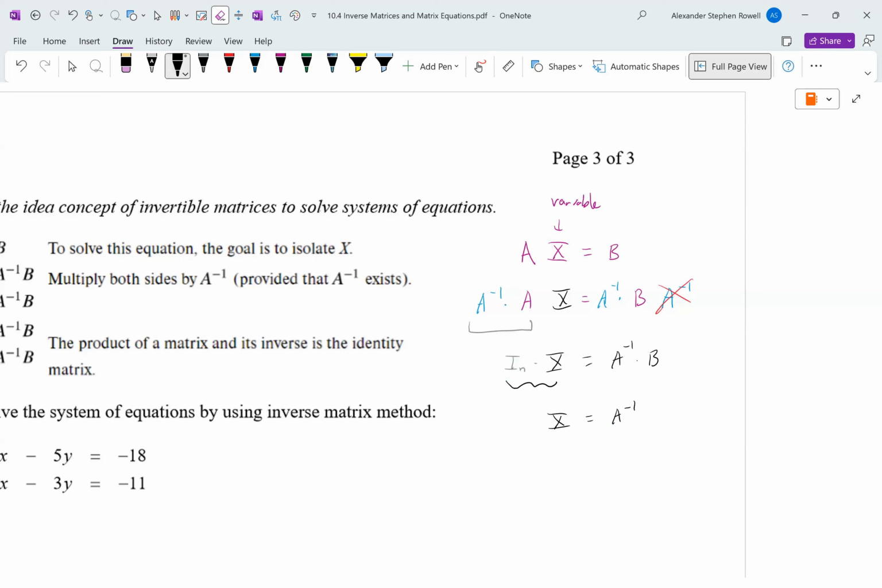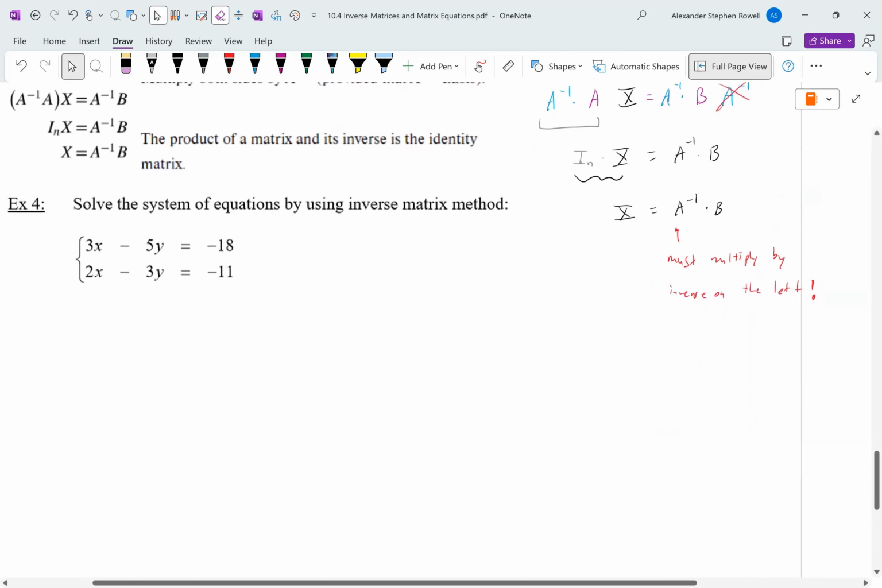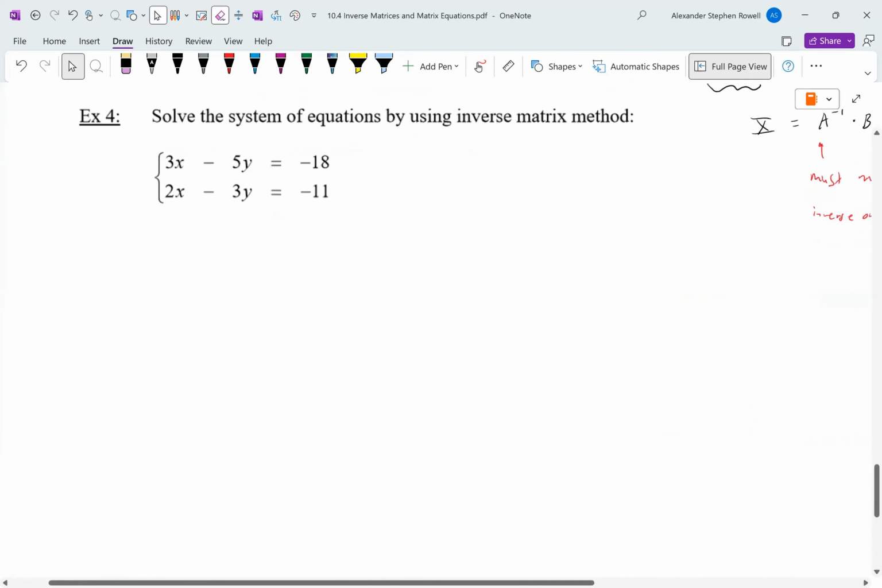So it turns out if you find an inverse, we have a shortcut to find the variables. You do A inverse times the matrix on the right. But make sure you multiply by the inverse on the left. Let's go ahead and apply this to example 4.